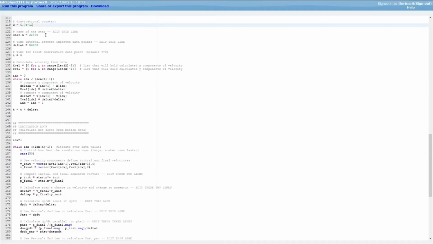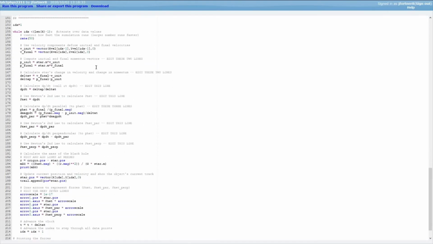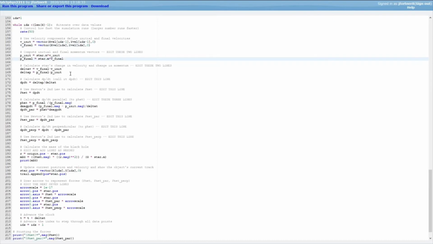These 3 lines are just some constants that had to be inputted, 86,400 being the number of seconds in a day, which is the time step between 2 data points. Here's the actual loop, which is the meat of the code. These are the final and initial velocities pulled from the data. With these, we can solve for the initial and final momentums here. And with those, we can calculate the change in momentum, delta p, and use that to estimate dp/dt, which is the derivative of momentum, or the rate of change of momentum over time.